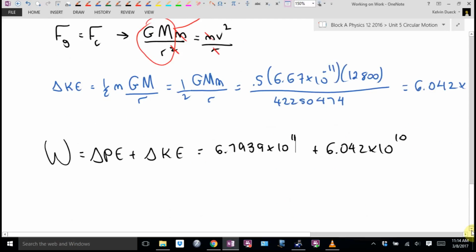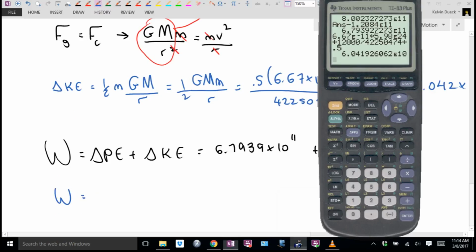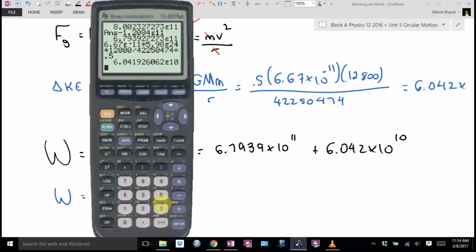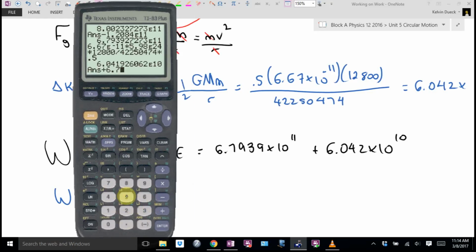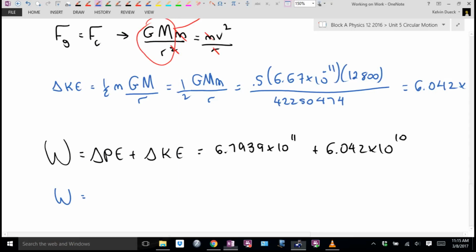How much work? Plus 6.7939 times 10 to the 11th, and I get 7.40 times 10 to the 11th if I go to 3 sig figs now. And that's joules of energy.